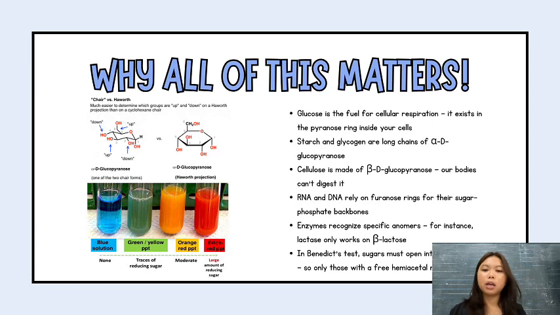RNA and DNA rely on furanose rings for their sugar-phosphate backbones. Enzymes recognize specific anomers. For instance, lactase only works on beta-lactose. In Benedict's test, sugars must open into their chain form, so only those with a free hemiacetal react. Even the shape of the rings matters. The chair conformation of glucose, for example, places bulky groups in stable positions.